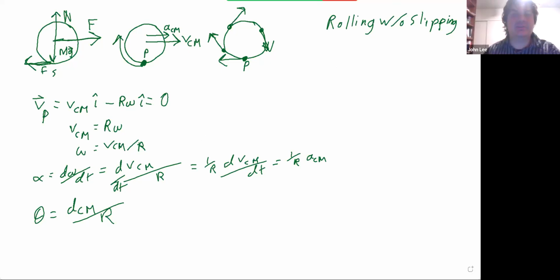We're just going to quickly do a problem with this, because it is a useful formula to know. So if you have a ball rolling without slipping down a hill, then friction is going to be pointing this way, gravity is pointing this way, and normal force is pointing this way.